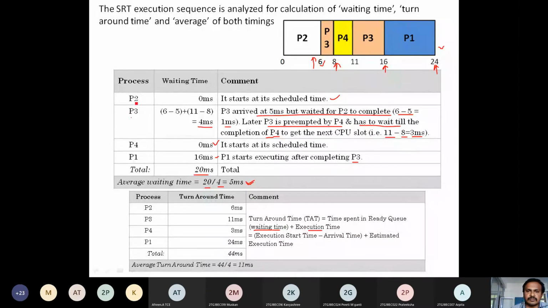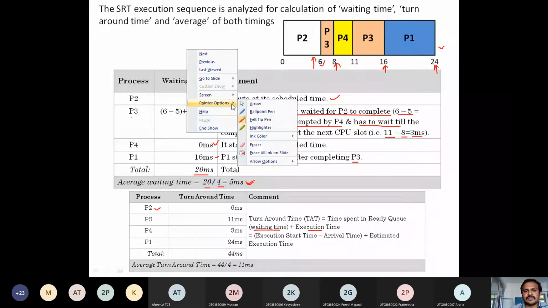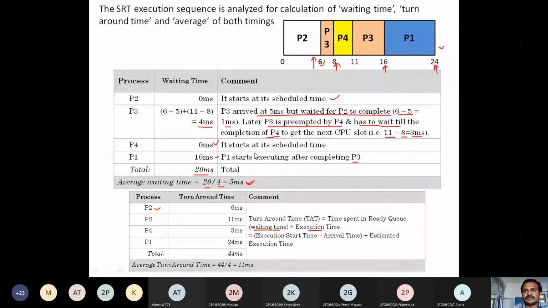So let us go through the processes one by one. P2, how much time is it going to take to complete its process? By observing this, here it is P2. How much time has it taken? Obviously, it has taken 6 milliseconds. So the completion time, that is the turnaround time, is 6 milliseconds for P2.